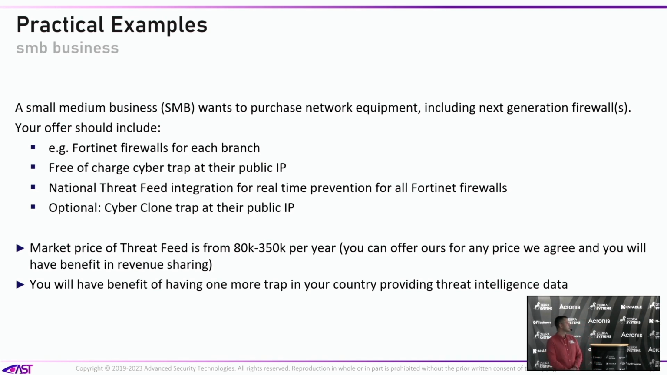So the next practical example is a small medium business that wants to buy network equipment, including new generation firewalls. So we should offer them Fortinet firewalls for each branch, free of charge CyberClone on their network and public IP, and a national threat feed for real-time prevention on the Fortinet firewalls. Optionally, we can offer them a CyberClone also.